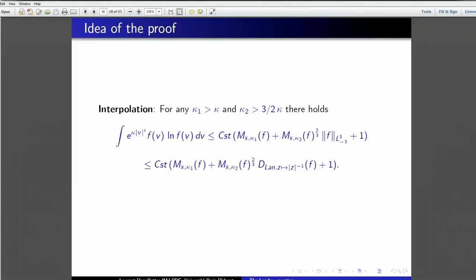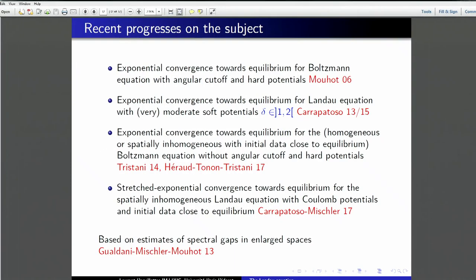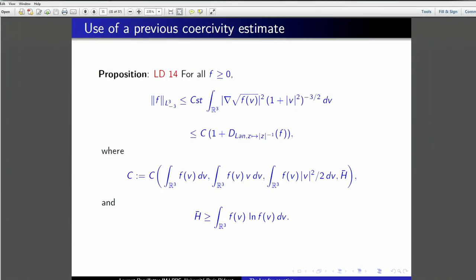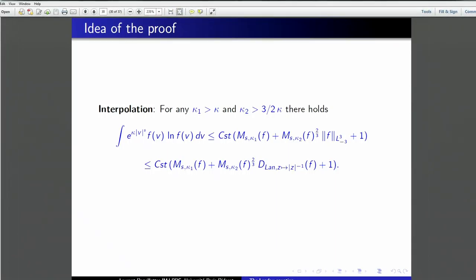And the last ingredient I would like to show to you, actually there are two more ingredients, so let me show the very last. So let me show this one. When you do the computations, you see that at some point, you have to control not only the L1 moment, the stretch exponential L1 moment, but actually a moment of F log F. That is something which appeared already in the old papers by Toscani and Villani from the late 90s, that such moments are important for that kind of computations.